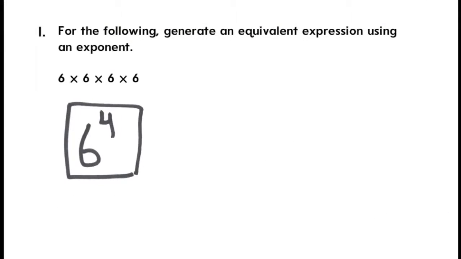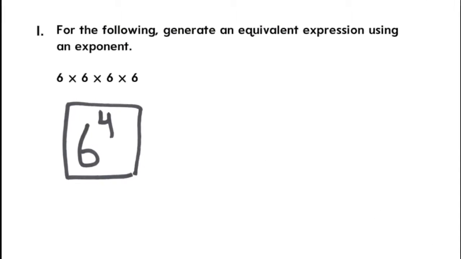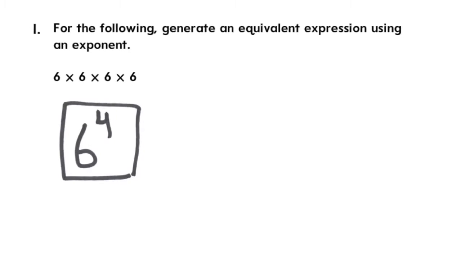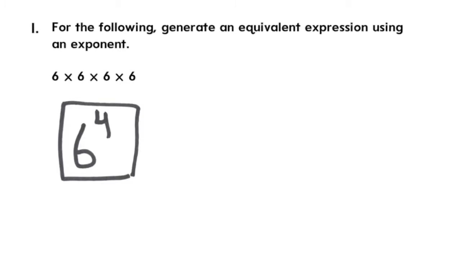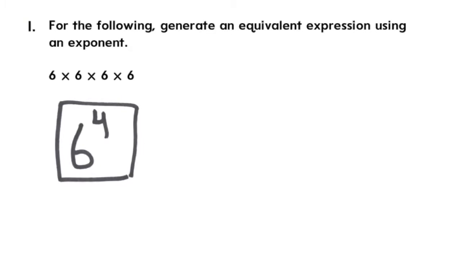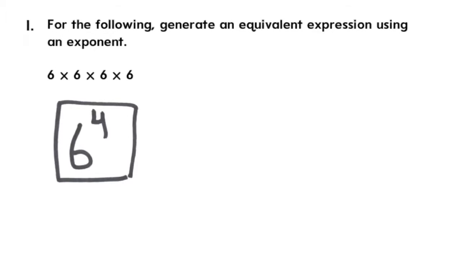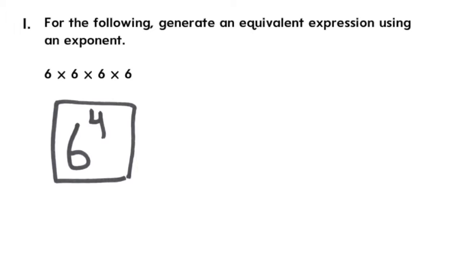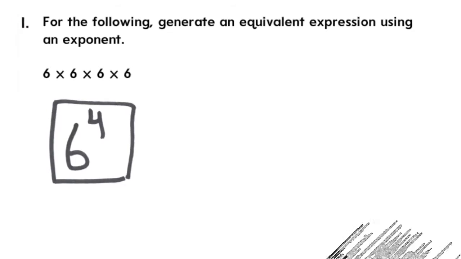In example 1, you're given a set of numbers, 6 times 6 times 6 times 6. Now we want to express it in exponential form. So first of all, your base would be 6. That is a number that keeps repeating. And the number of times that it appears would be your exponent. So you would write it as 6 to the fourth power.